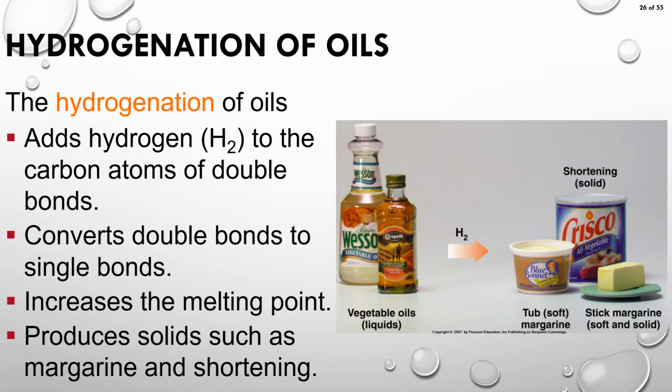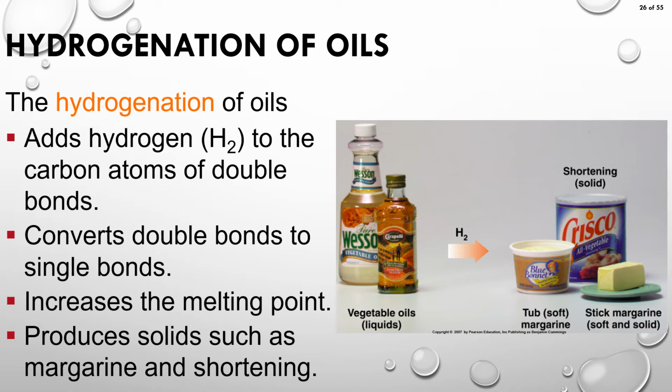The hydrogenation of oils adds hydrogen, or H2, to the carbon atoms of double bonds. It converts double bonds to single bonds. It increases the melting point and produces solids such as margarine and shortening. So hydrogenation is a process that uses hydrogen gas to change a liquid vegetable oil into a hard spread or margarine. Hydrogenation converts double bonds to single bonds, thus increasing the melting point, stabilizing the oil, and preventing it from spoilage caused by oxidation.